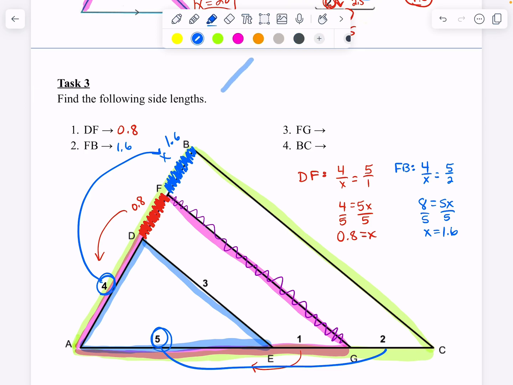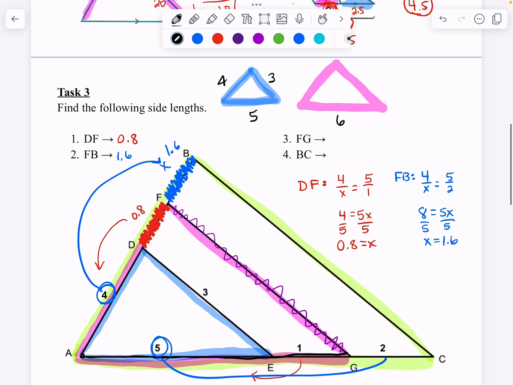So if I make a blue triangle and I make a pink triangle and I label the sides of those blue and pink triangles, I would see that I have measures on the blue. I have 4, 5, and 3. On the pink one, I now have to do a little adding. So I had to start here, and it's 5 and 1 that make up that pink length. So that's 6. And it's 4 and 0.8, right? This and this that make up that. So this is 4.8. And I want to know this.